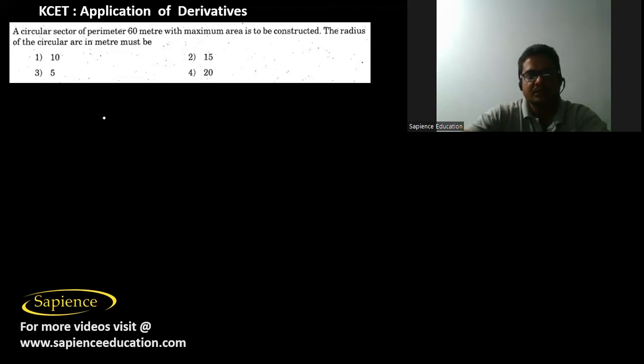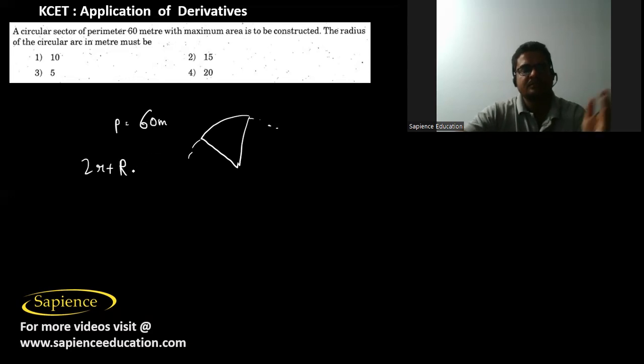So here it is told that a circular sector of perimeter 60 meter is there. So its perimeter is 60 meter, which will be 2r plus r into theta. With maximum area is to be constructed. The radius of the circular arc in meter must be.